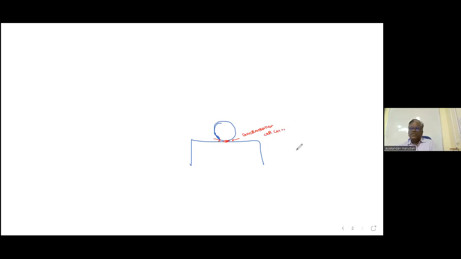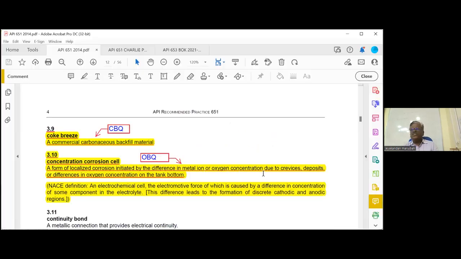For example, if you have two plates lapped, but not welded, with one side only welded, and there is a gap here, this problem will come. Wherever there is a gap, we have to seal it. Otherwise there will be concentration cell corrosion because of difference in oxygen. So highlight this one: localized corrosion initiated by difference in oxygen content due to crevice deposit, or difference in oxygen content on the tank part.